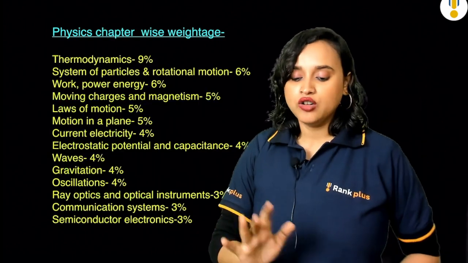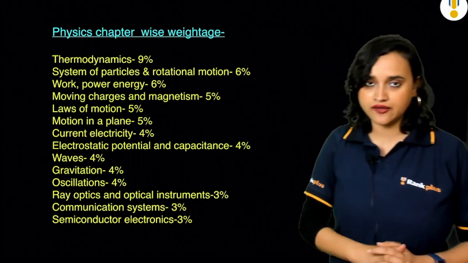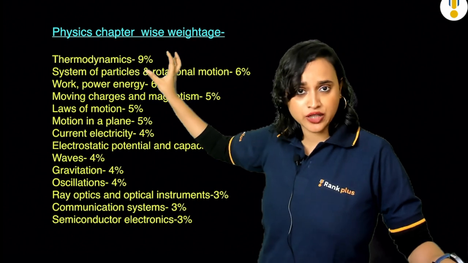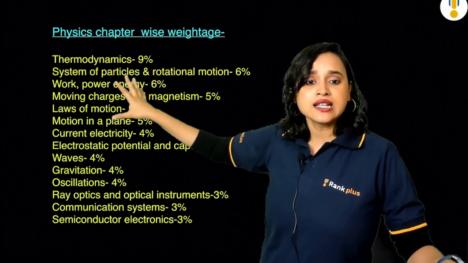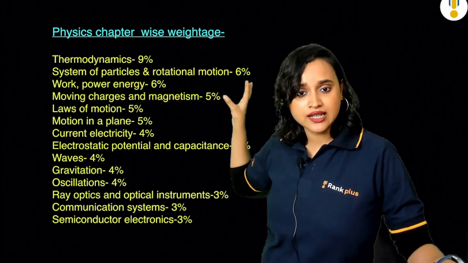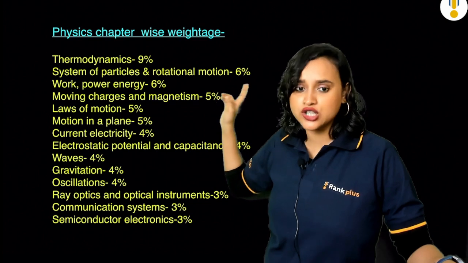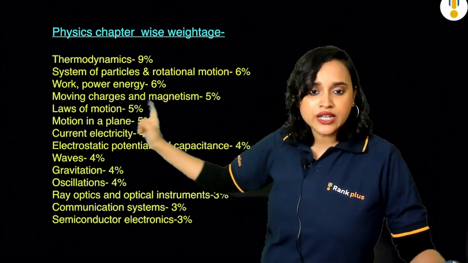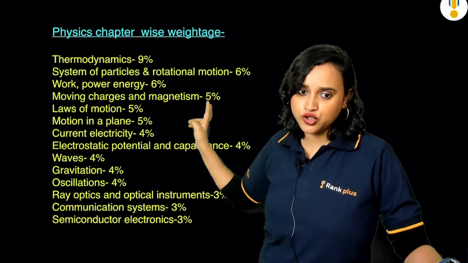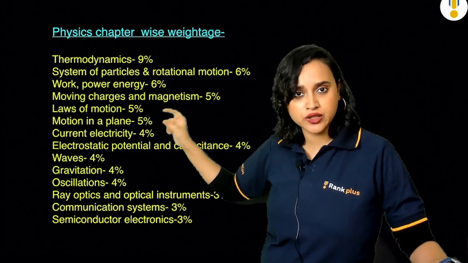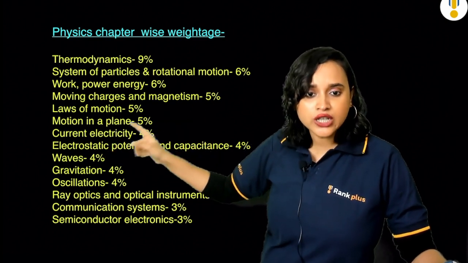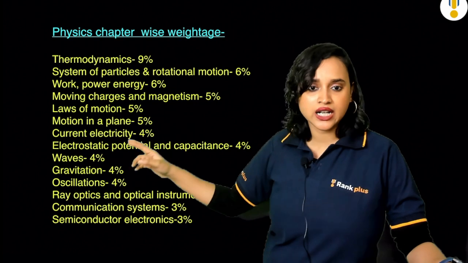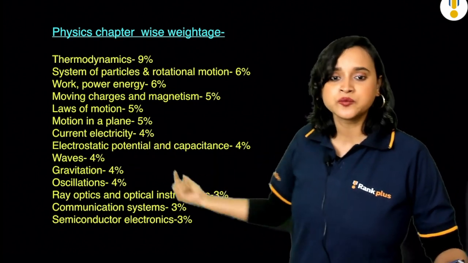Okay, now let us take a look at the physics chapters, everybody. From thermodynamics you can expect 2 to 3 questions, so 9%. System of particles and rotational motion 6%, that means 2 questions. Work, power and energy 2 questions, 6%. Moving charges and magnetism 5%, so 2 questions again. Laws of motion 5%, 2 questions again. Motion in plane 5%, 2 questions again. Current electricity 1 to 2 questions.